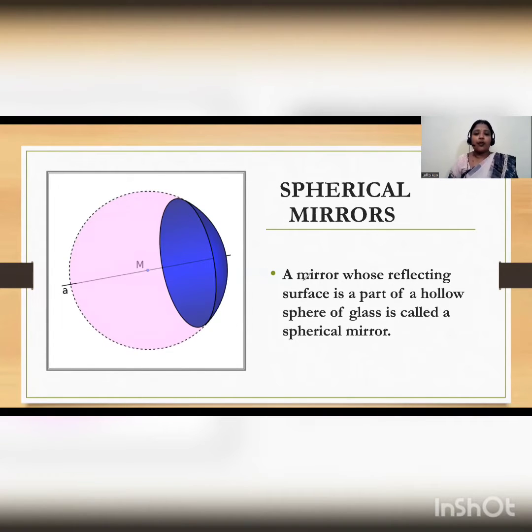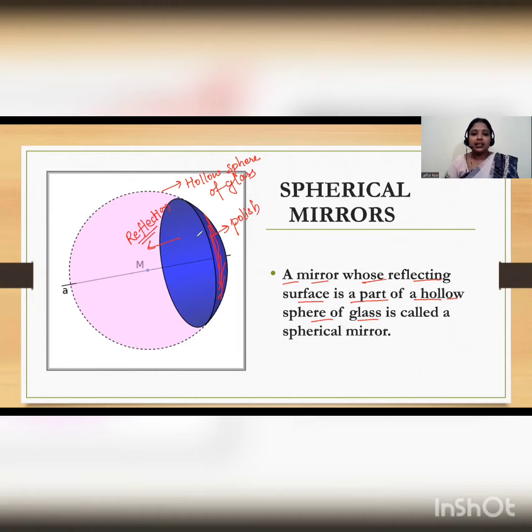So how will you define a spherical mirror? A mirror whose reflecting surface is a part of a hollow sphere of glass. Here you can see the hollow sphere I was talking about. Imagine this is a hollow sphere of glass, and when you polish the outward bulging part, the inward part will be used for reflection, or used as a mirror.